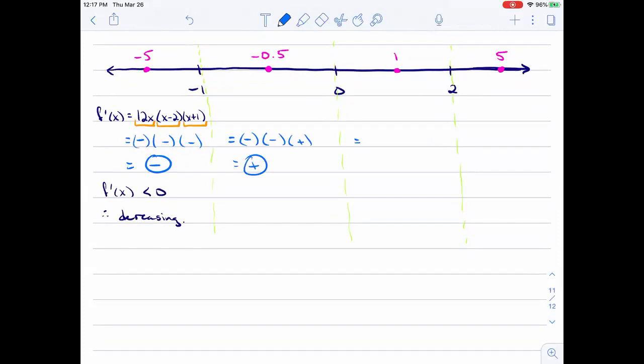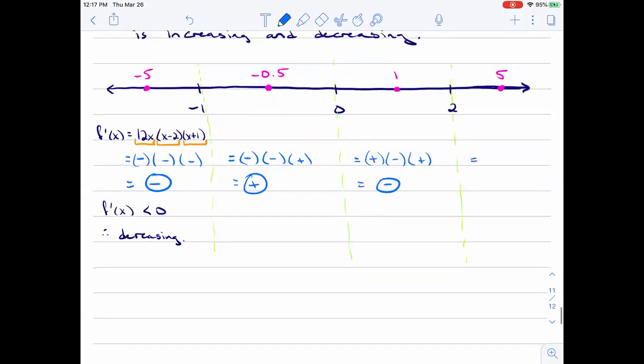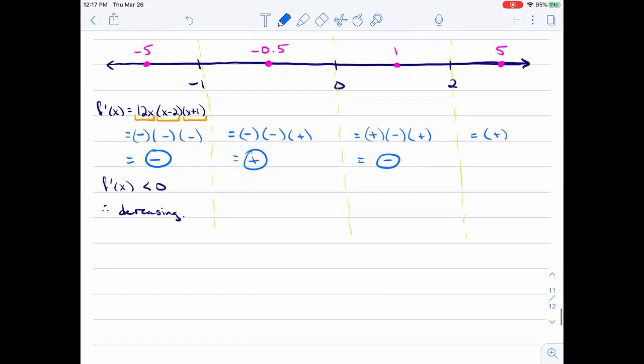All right, and then do the same thing for the next interval. Notice that you could pick any value inside this interval, right? I've just picked these arbitrary ones so that it's easier to plug in and check if we get a negative or a positive value. Using 1, I get a positive times 1 minus 2, which is a negative, times 1 plus 1, which is a positive. So here I get a negative value overall. And moving over to the 5 test point, I get positives all around now. So it's positive.